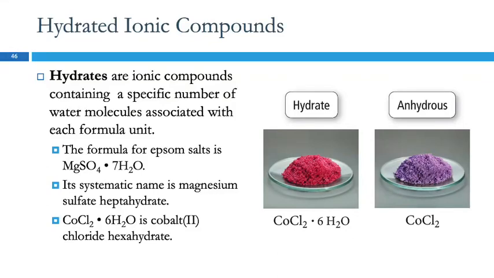We've been talking about ionic compounds. We talked about binary ionic compounds and ionic compounds with polyatomic ions. And now we're going to talk about hydrated ionic compounds. These are ionic compounds that have a specific number of water molecules associated with each formula unit. This is the hydrated form of cobalt(II) chloride, and this is the anhydrous form. Anhydrous literally meaning without water.